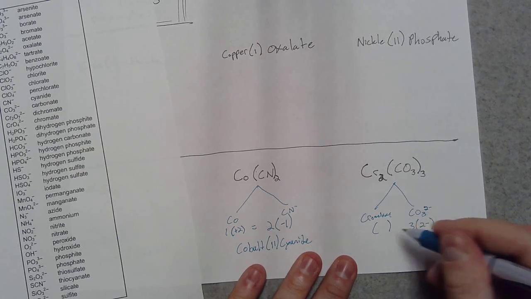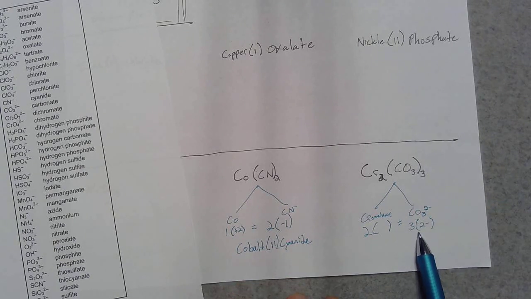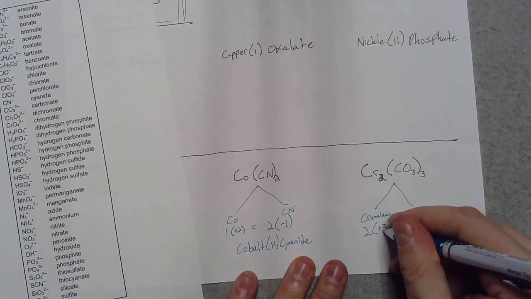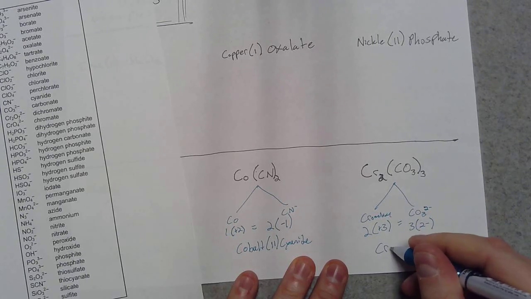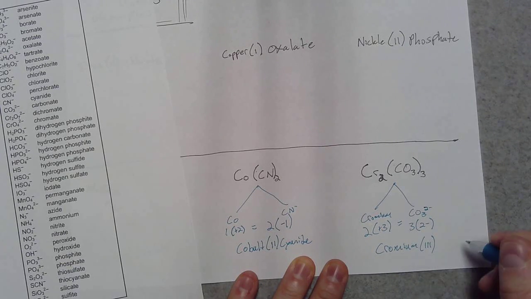My chromium here, I have 2 of those, and I don't know what the inside is, but it has to equal 6. So 2 times what equals 6? It's 3. So plus 3. So we have chromium 3 carbonate. Great. Now let's look at the other side.